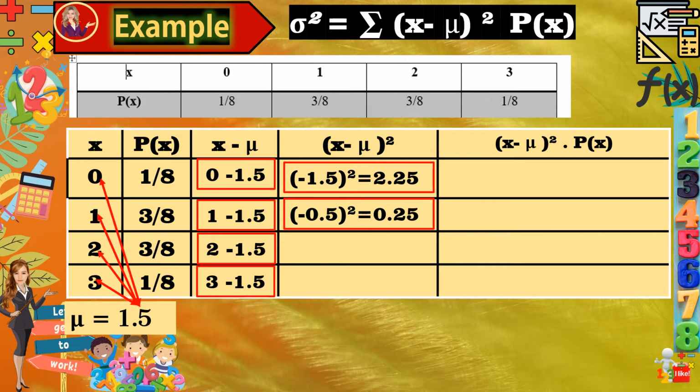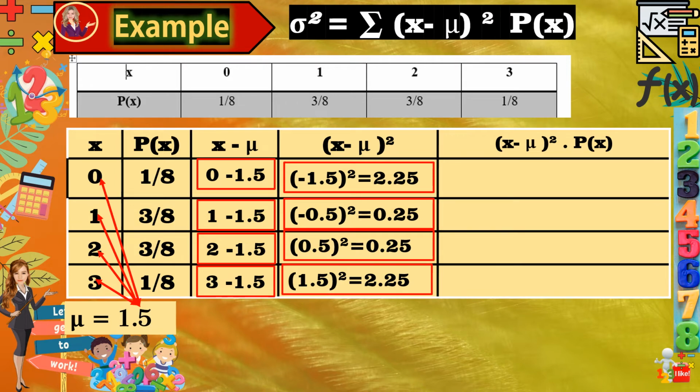The result is 0.25. Next, 2 minus 1.5 is equal to 0.5 squared. Then it will give you 0.25 as the result. Next, 3 minus 1.5 is equal to 1.5. Then you need to square it. It will give you 2.25.